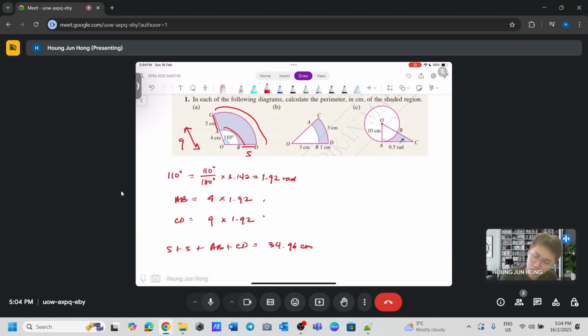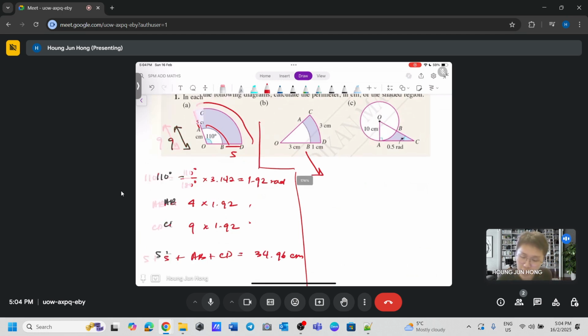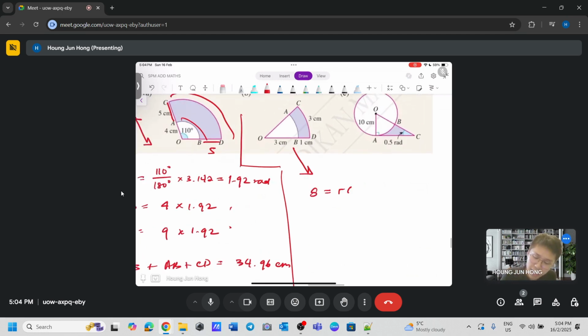With similar questions, we're gonna do the other ones very quickly. For question B, it's a bit difficult because you are not given the angle. You have to figure out the angle yourself. So what can we do? Again, using the formula S equals R theta. S is the length over here, 3. R is the radius, again 3 plus 1, 4.